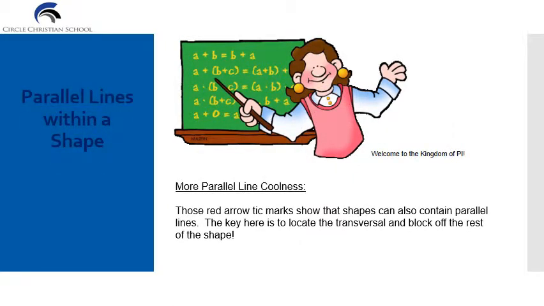Many of our shapes have parallel lines already in them, and when they do, the 6 rules apply also. That you have 4 rules of congruency along a transversal, and the 2 rules where the angles are supplementary and equal 180 degrees. The deal here is to make sure you identify the parallel lines and the transversal that goes through them.